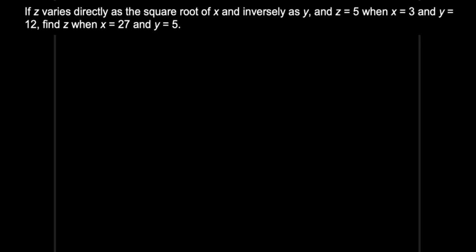If z varies directly as the square root of x and inversely as y, and z is equal to 5 when x is equal to 3 and y is equal to 12, find z when x is equal to 27 and y is equal to 5.